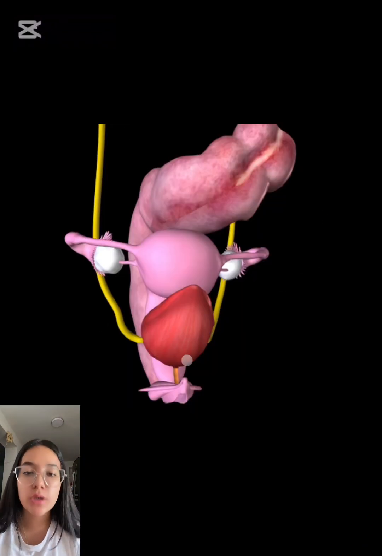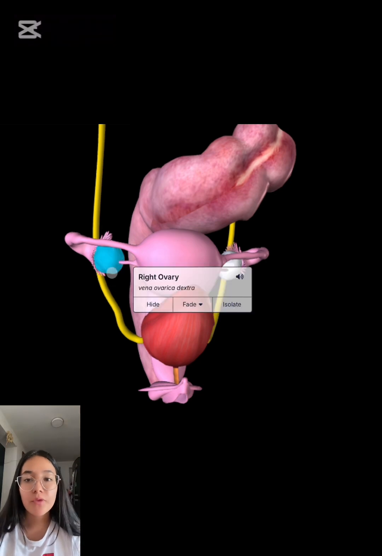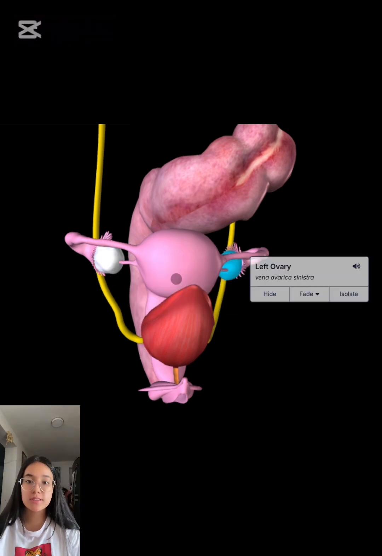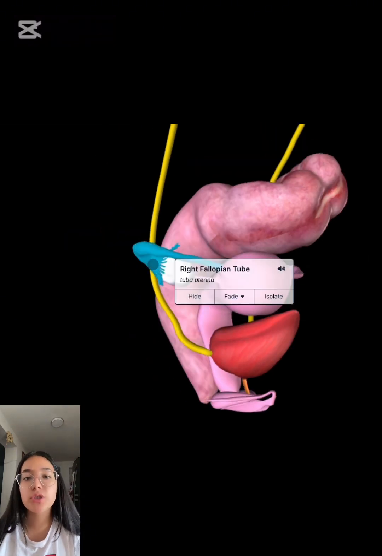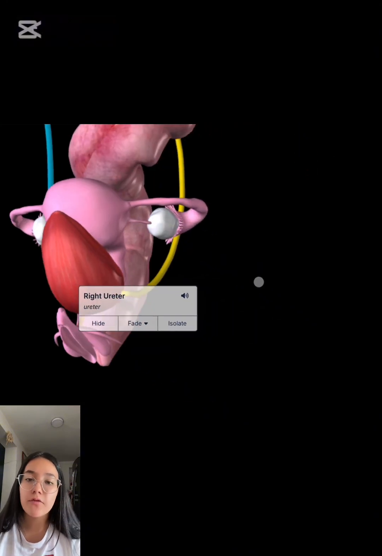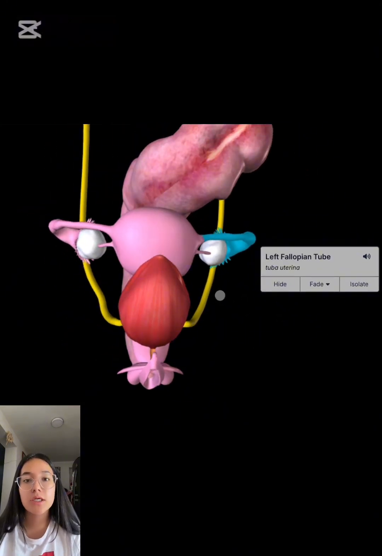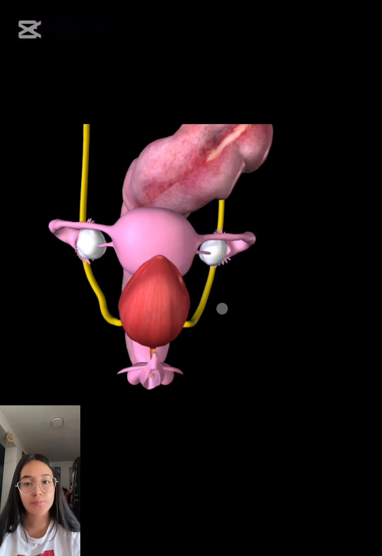Now let's talk about the female reproductive system. It consists of the ovaries, uterine tubes, also called fallopian tubes, the uterus, and the vagina.